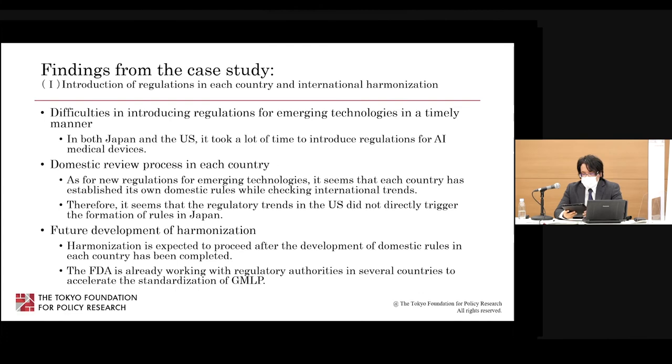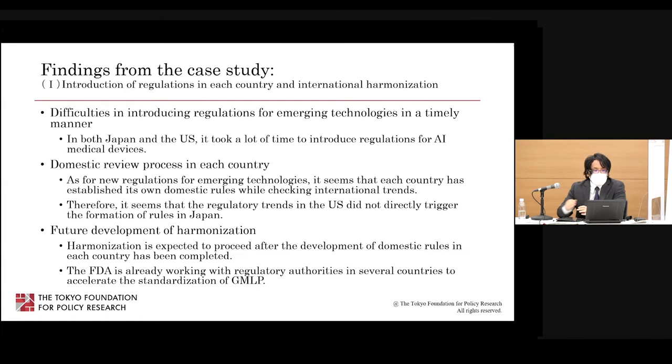Okay, so from here, I'd like to summarize the insights we gained from this case study. First, I will talk about international relations regarding the introduction of regulations. First, the difficulty in introducing regulation for emerging technology in a timely manner. In both Japan and the US, it took a lot of time to introduce regulation for AI medical devices.